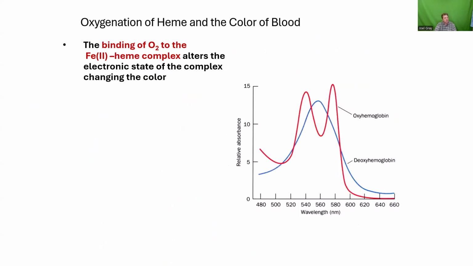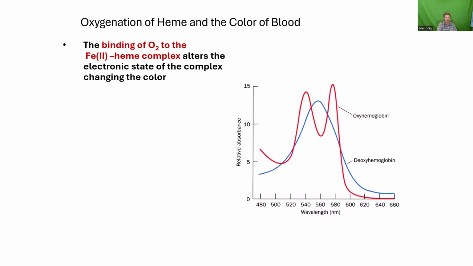Now, the oxygenation of heme and the color of blood is something very significant. I've got a Garmin Forerunner 945, and if you look on the back of this, it's got this little sensor there. What that sensor does is look at the blood in my bloodstream and make a calculation about how much of that blood is oxygenated and how much is deoxygenated.